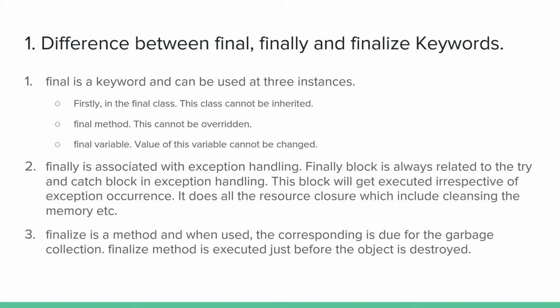What is the difference between final, finally, and finalize keywords? Final is a keyword and can be used at 3 instances. The first is in the final class, and this class cannot be inherited. Final method is the second instance, and this cannot be overridden. Final variable is the third one, and the value of this variable cannot be changed.